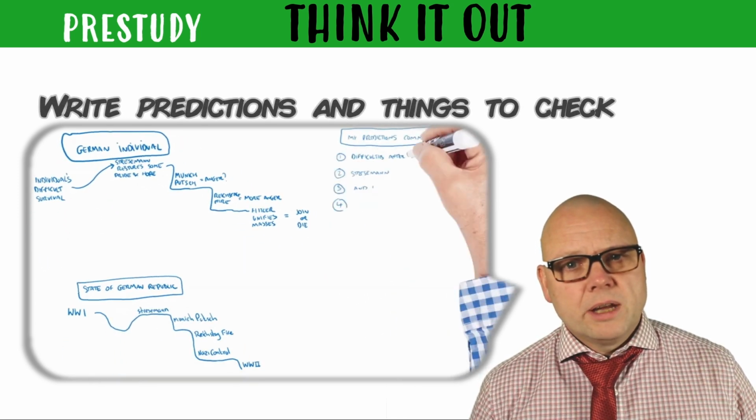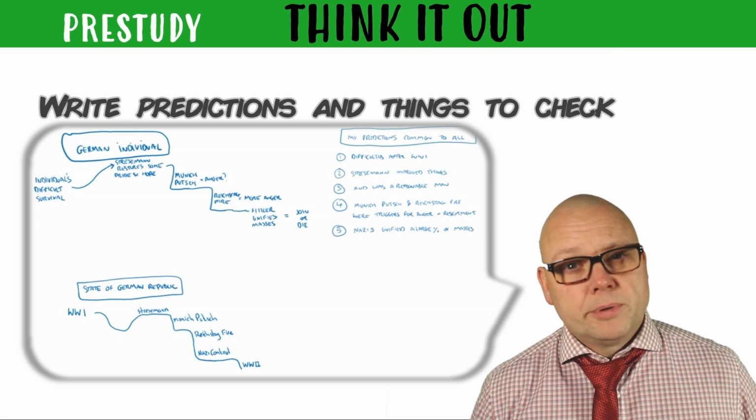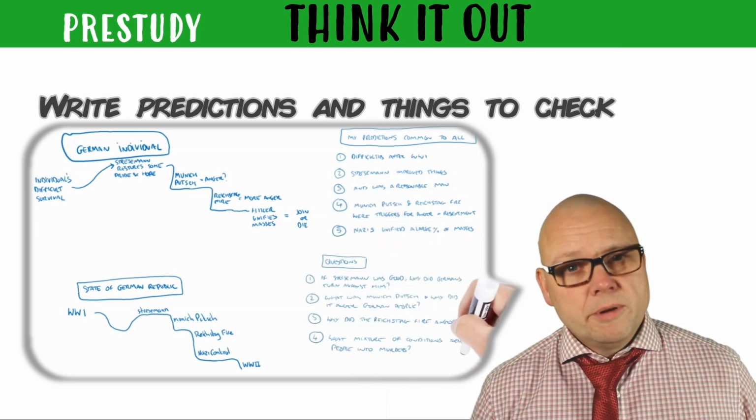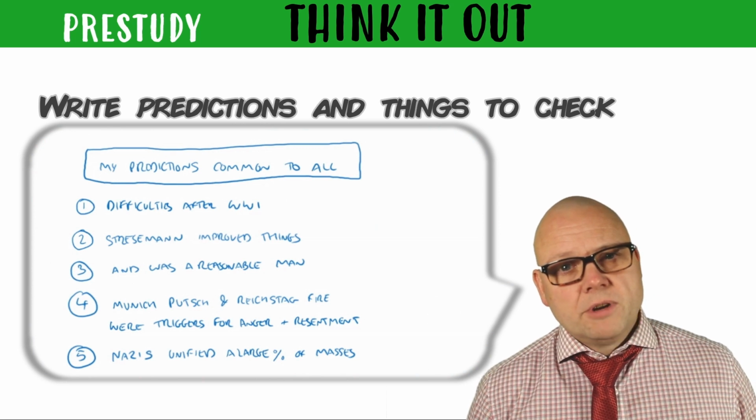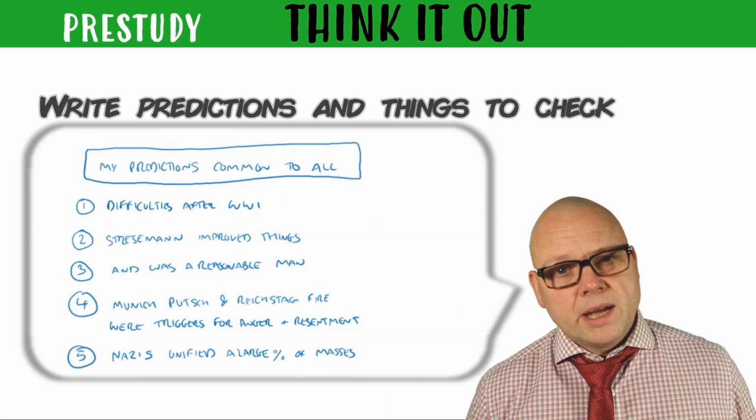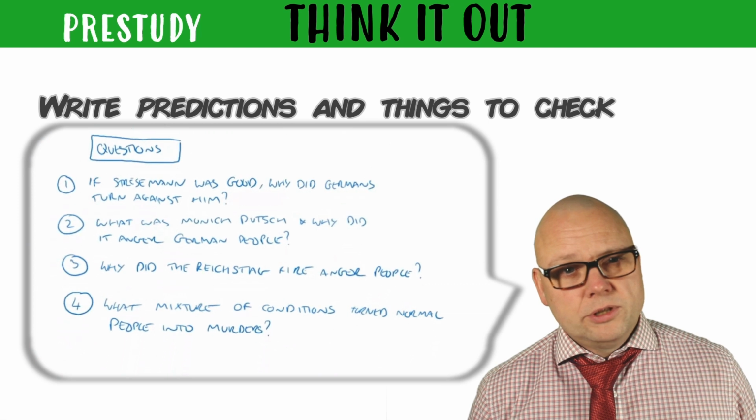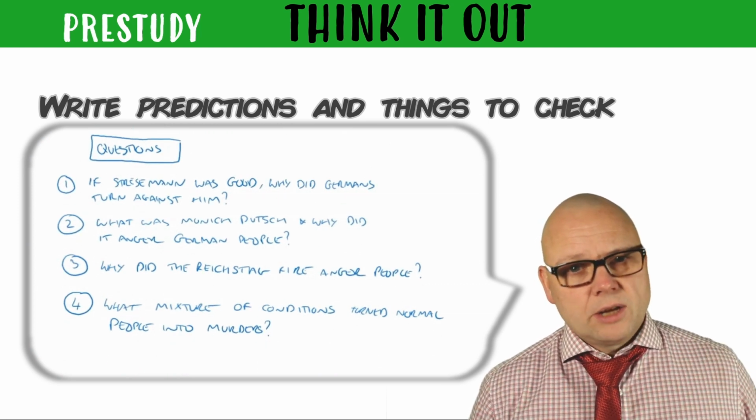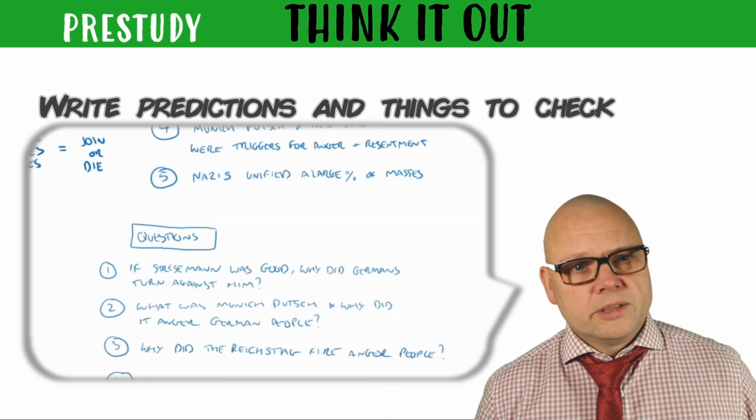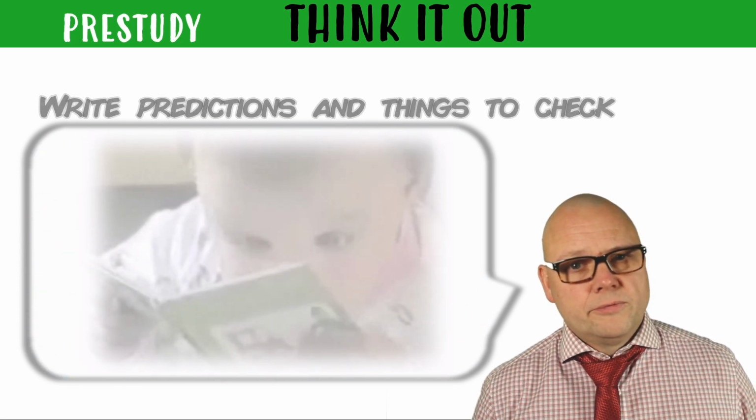So I then wrote down what I thought were my common predictions, what I thought was important, and why they were important, and I made those explicit. I wrote those down. And from that, I could then come up with some questions. Is this going to happen? Is that because of this? Does that cause that? Those sorts of things. So I've now got specific questions to look for.